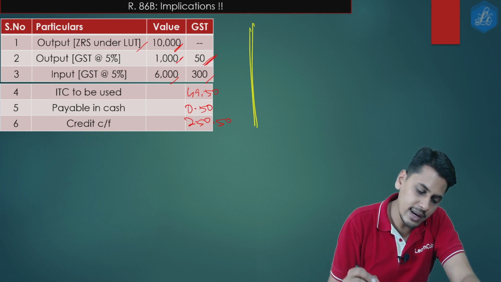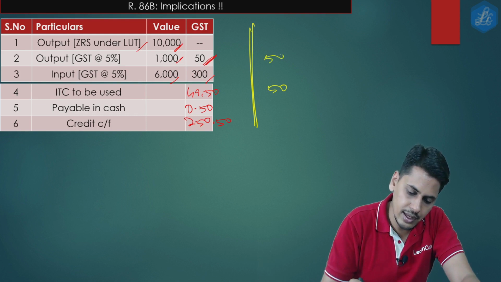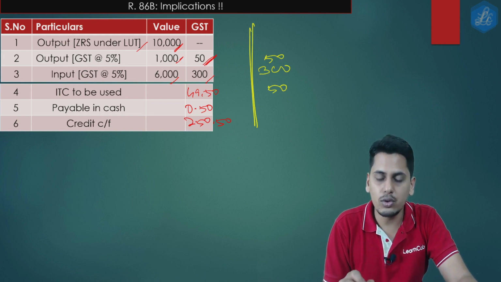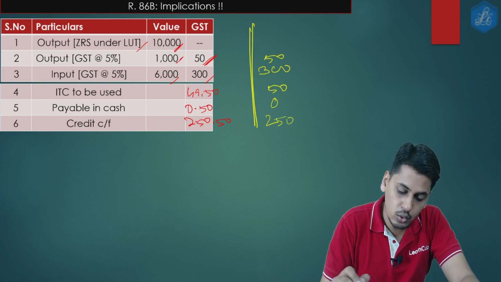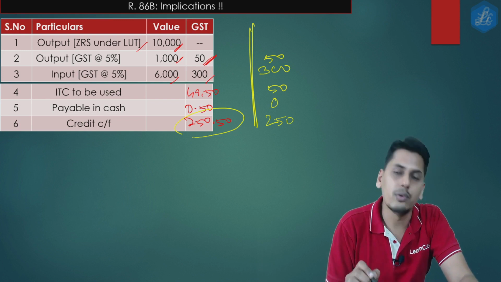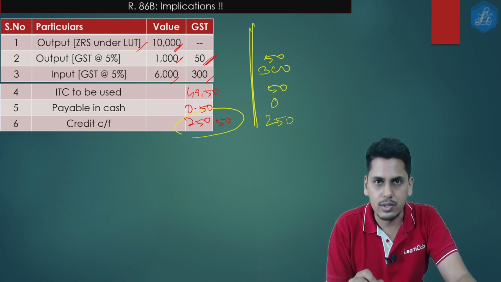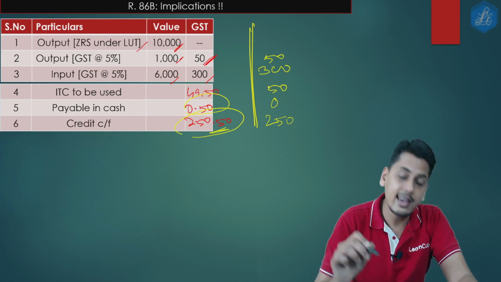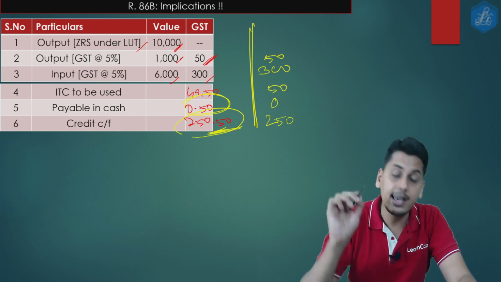So now friends, had Rule 86B not been there, what would have been the scenario? He would have paid entirely through input tax credit. The liability of 50 would have been paid from the input tax credit of 300. The entire liability would have been paid through input tax credit. The amount payable in cash would have been 0. Credit carry forward would have been 250. So now friends, in these two scenarios, there is an additional credit carry forward of 0.50 crores. This additional credit carry forward is because you have invested additionally in cash to the extent of 0.50 crores. Whatever you have invested in cash is getting carried forward.